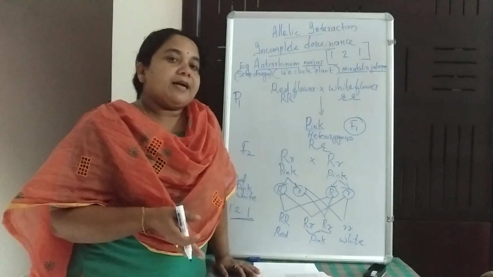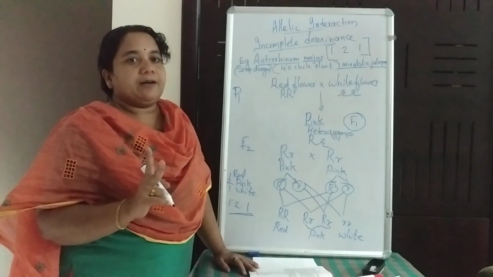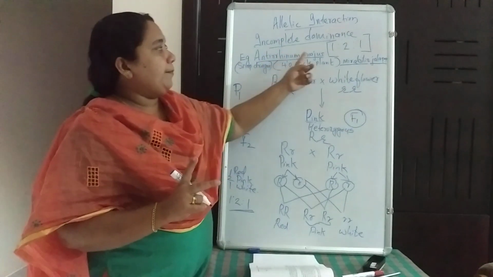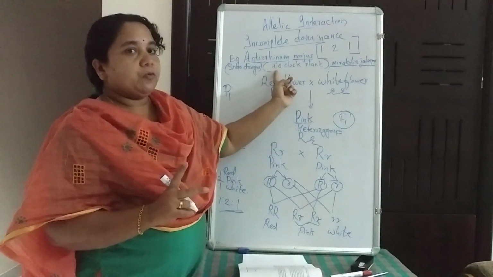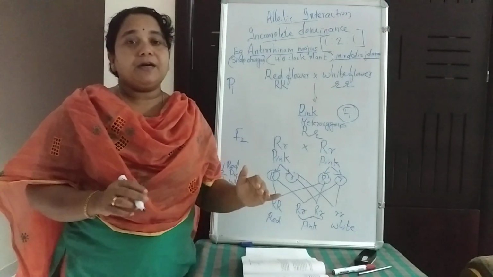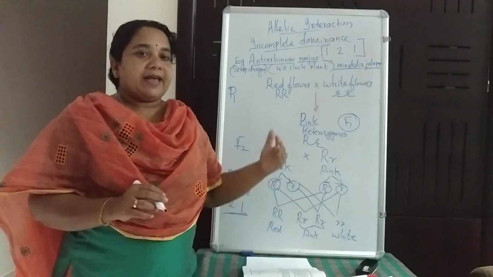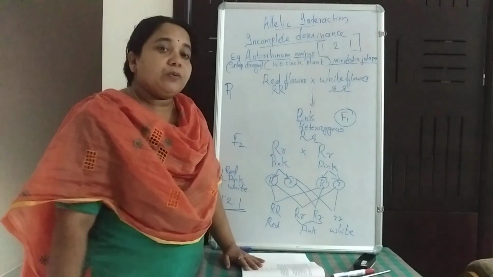While studying incomplete dominance, two plants show it. One is Antirrhinum majus, which is snapdragon, and another is Mirabilis jalapa, which is the 4 o'clock plant. Okay, students, remember 1:2:1 as the incomplete dominance ratio. Thank you.